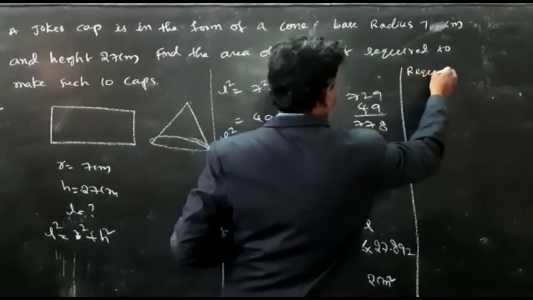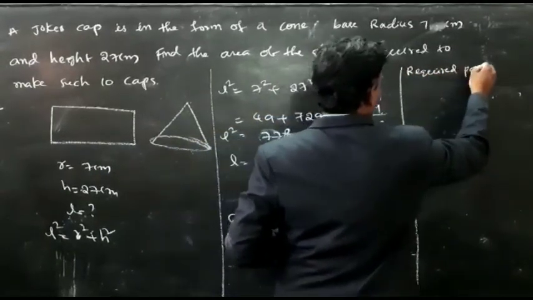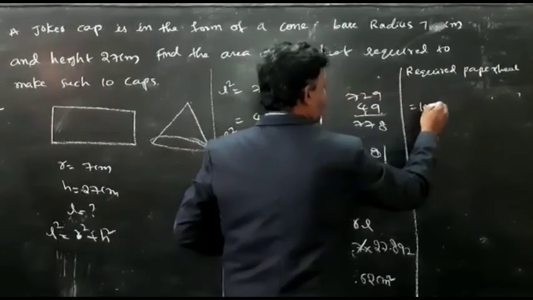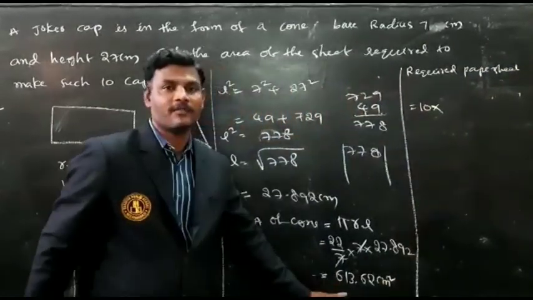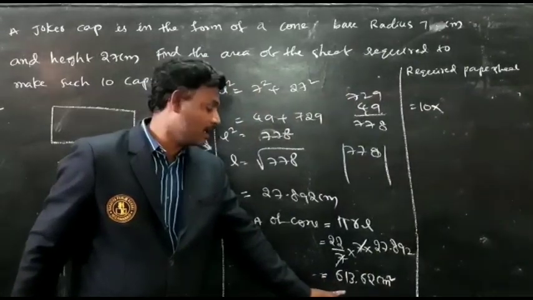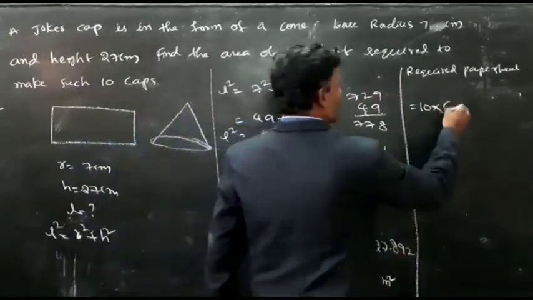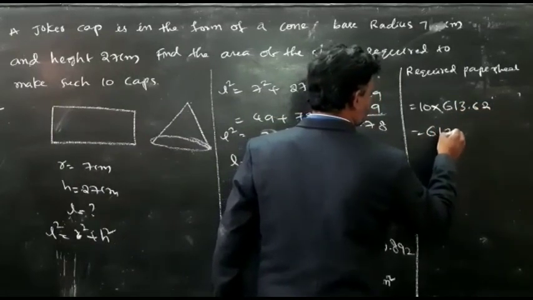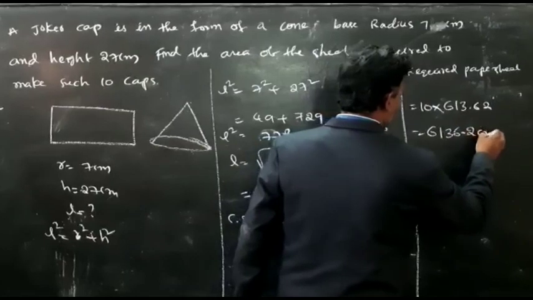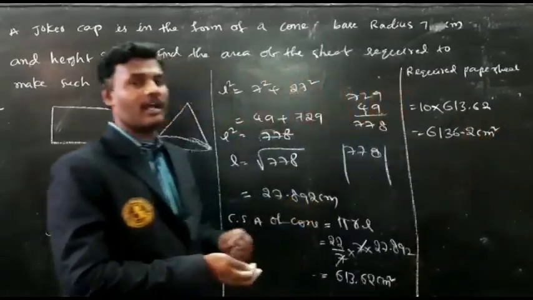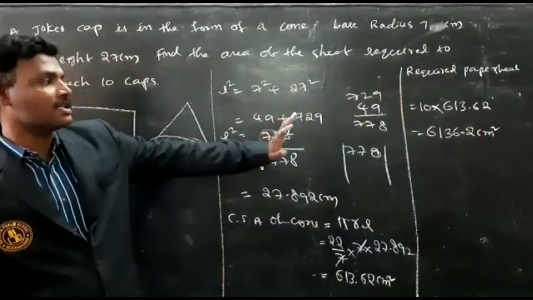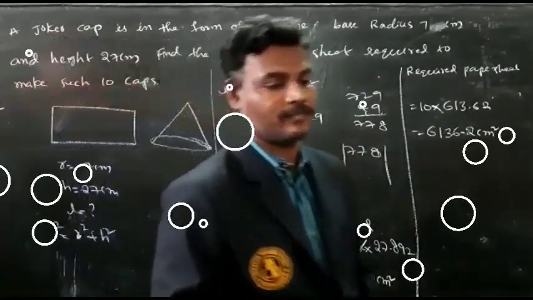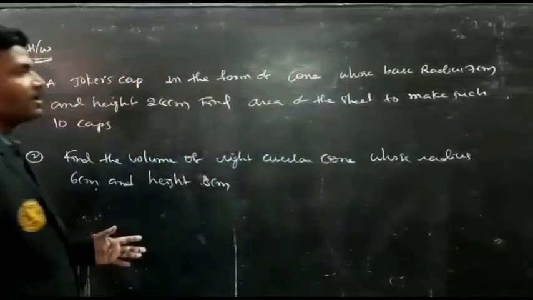Required paper sheet is equal to 10 into, what is the curved surface area of a single cone? 613.62. That is nothing but 6136.2 centimeters square. So the area of the required paper sheet is nothing but 6136.2 centimeters square. So illustration, here is homework.